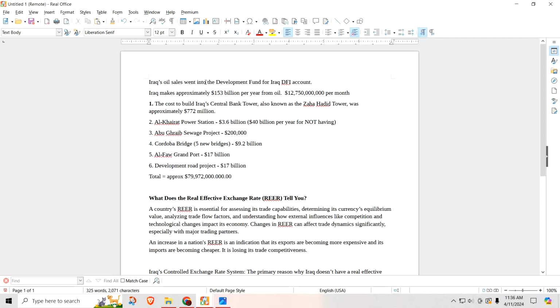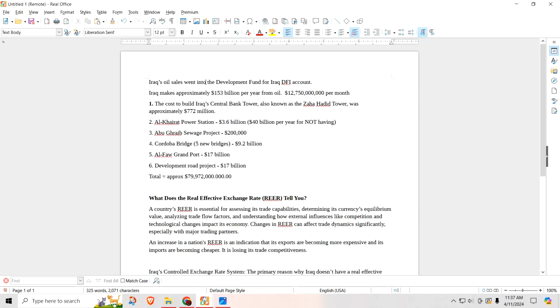So when Iraq sells oil, they sell it in US dollars, and those US dollars used to go right into the development fund. Now it's called the Iraq 2. And yes, it's in US dollars. Iraq makes approximately $153 billion in oil sales per year. That's $12,750 million per month.